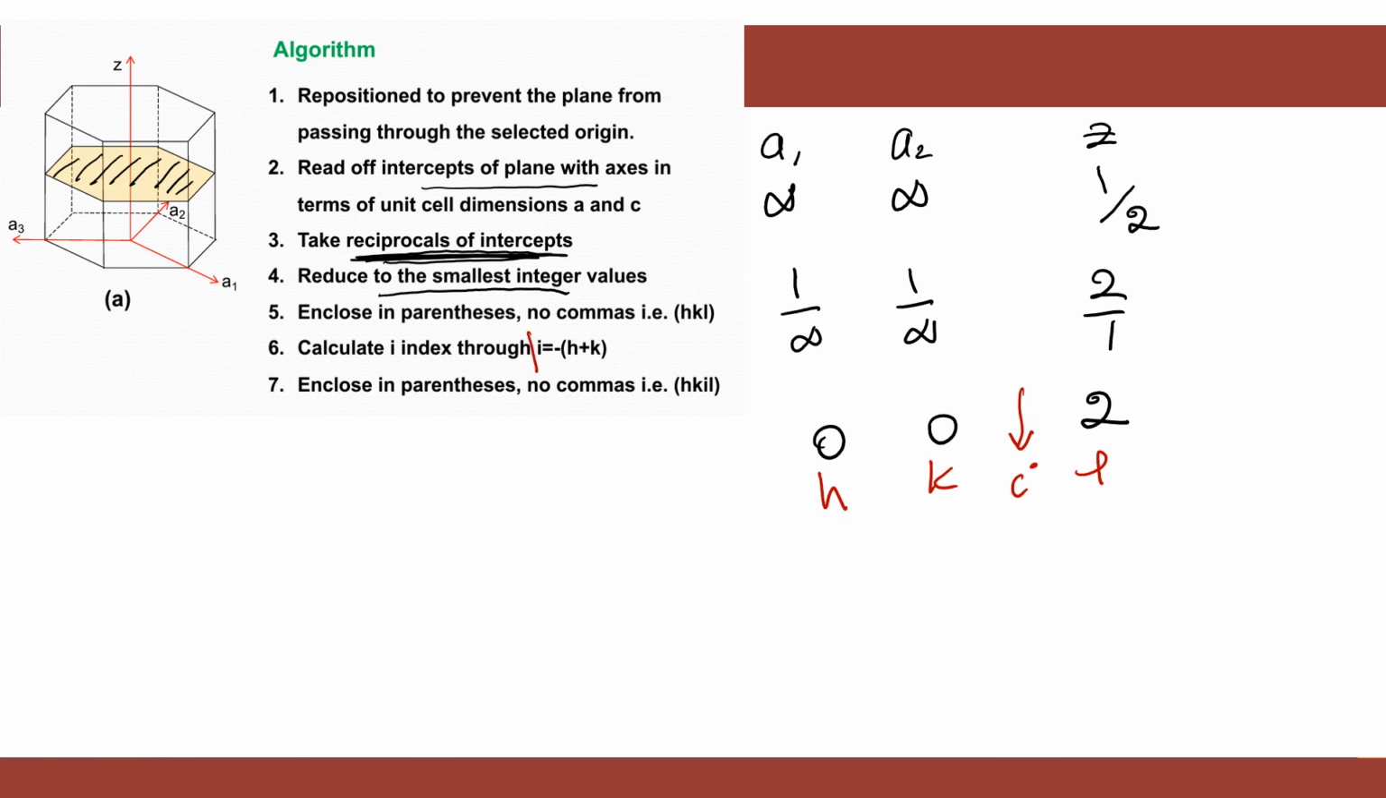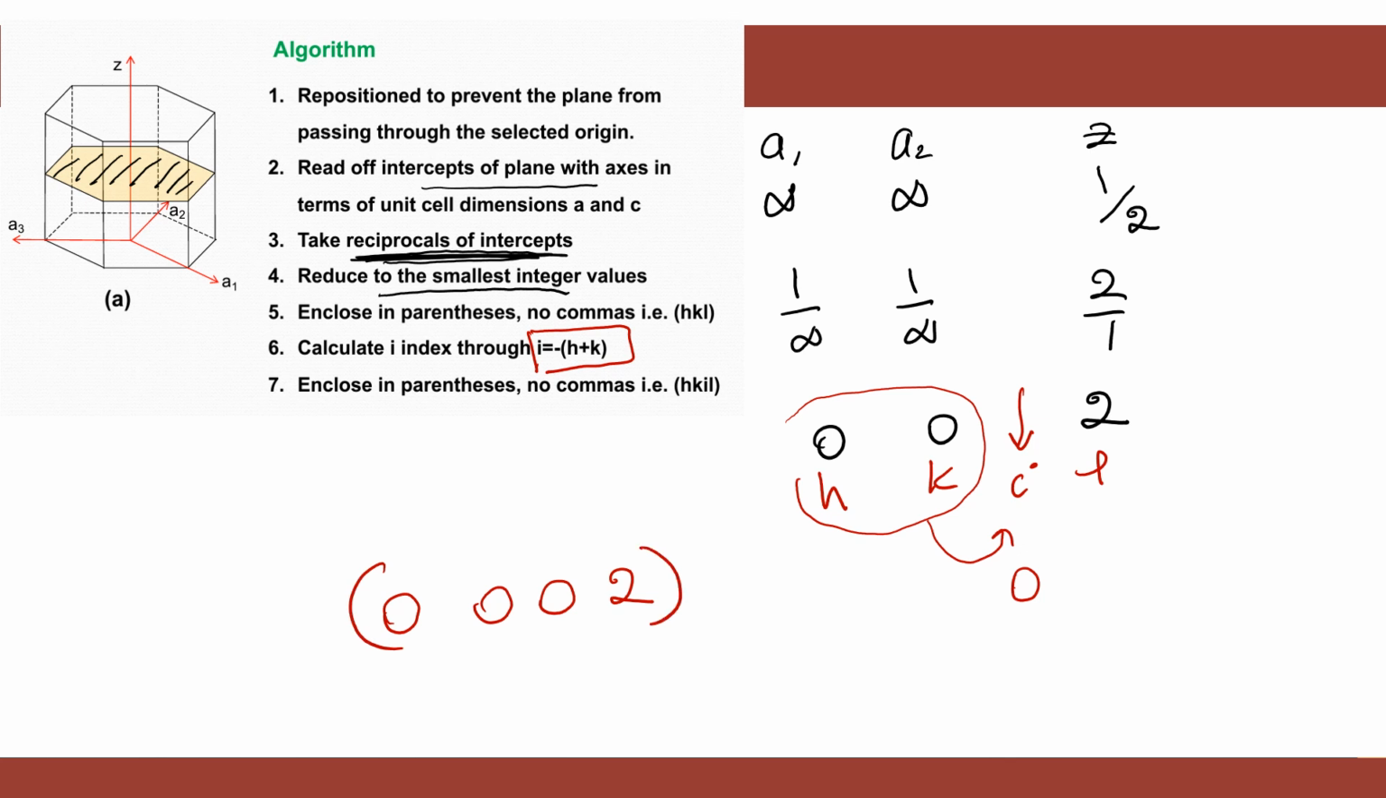I can be found using this equation. When you add k and h together, you get the I. So in this case, I will be 0. So you can write this one as 0, 0, 0, 2, and which brackets do you need to put? Normal brackets for planes. Am I right? So that will be normal brackets. Do we put commas? No commas. So this will be my answer. Any question?